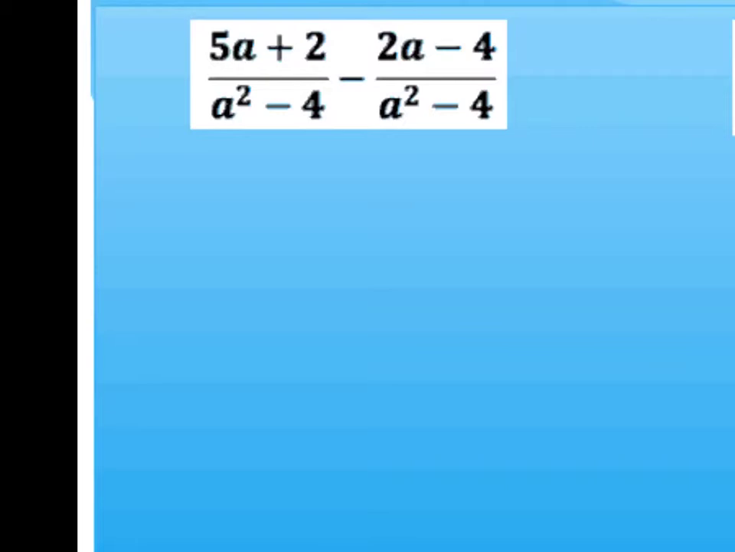So first things first, I suggest always putting these top binomials into parentheses, just simply because then we can see what is going to be subtracted later on, and it'll keep things sort of separated so we don't end up having small computation errors. So our common denominator as of right now is a squared minus 4. And on the top we have now 5a plus 2 minus 2a minus 4, continuing to keep things in parentheses.